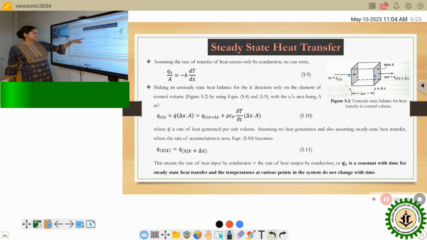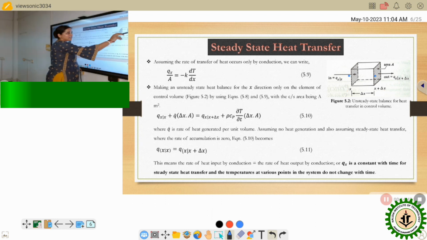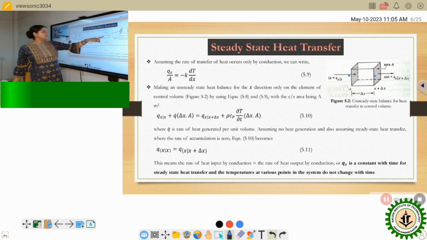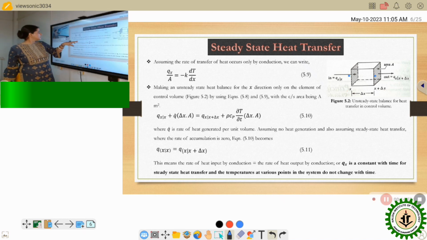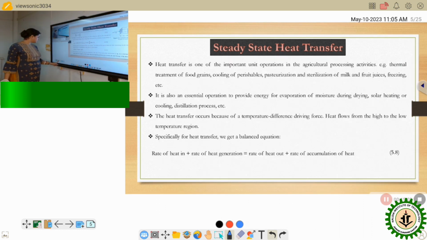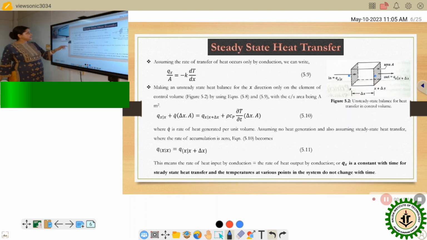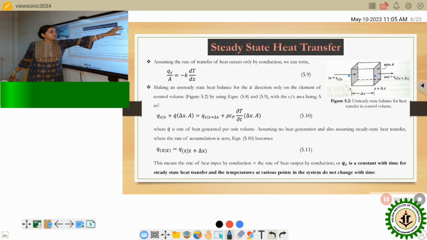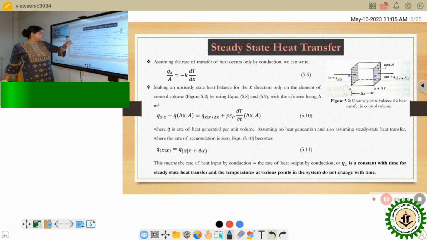Making an unsteady state heat balance for the x direction only. I am writing x here because I will now discuss only unidirectional heat flow, so let the heat flow occur in the x direction, on an element of a control volume. This is a control volume, you can see a tube. By using equation 5.8, which was rate of heat in plus rate of heat generation, etc., and equation 5.9, I will tell you which equation is which in the subsequent slides. This control volume has a cross-sectional area of A meter square. The rate of heat introduced into the system is given as Qx. Since the heat is propagating in the x direction only, the suffix x is given.